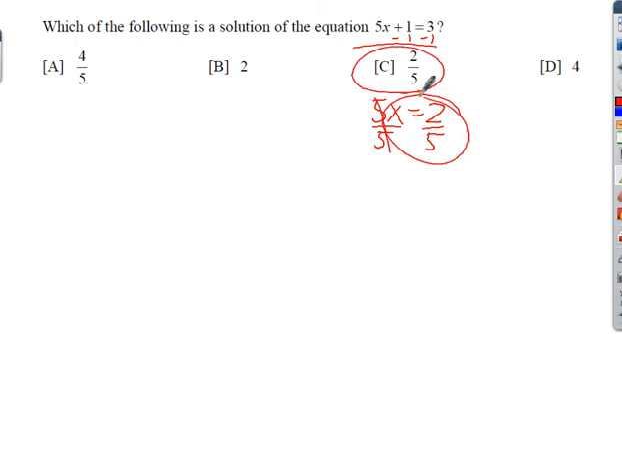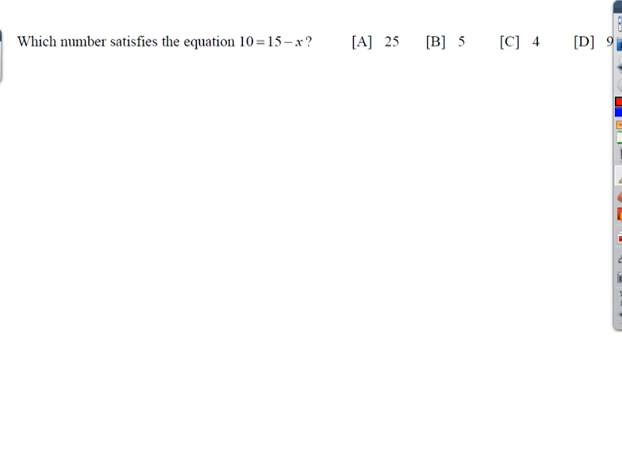Next one. Alright, I chose this one just because, again, it had that minus sign. See if you could pause this and solve this one before I show you. Go ahead and hit the pause. Okay, welcome back. Alright, let's see. So what am I going to do? 10 equals 15 minus x.